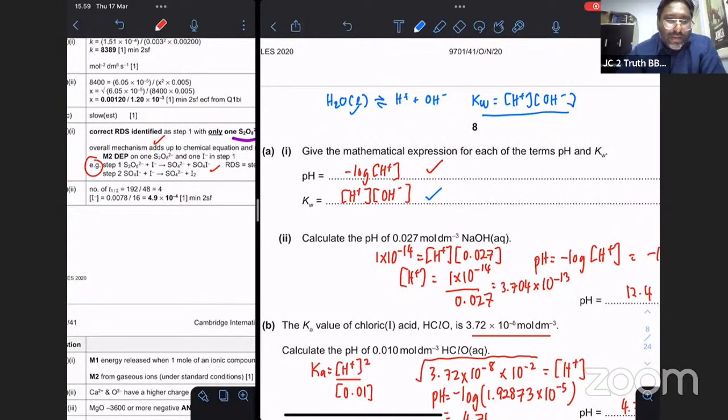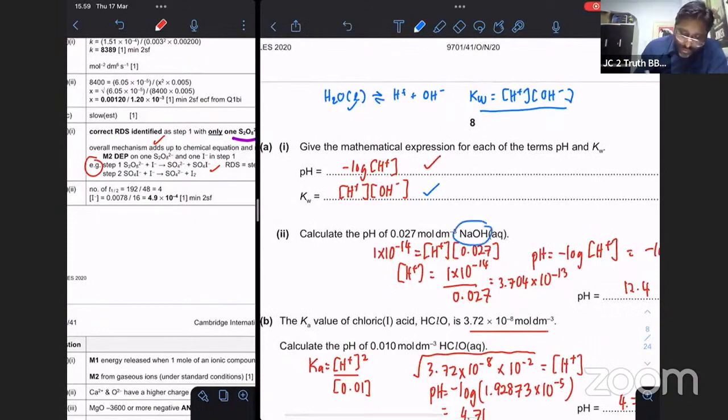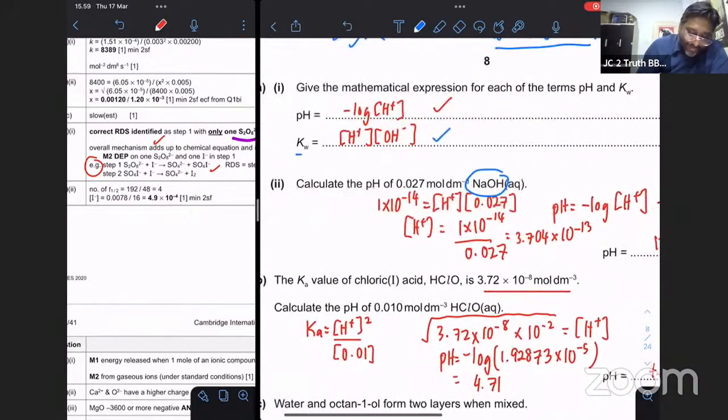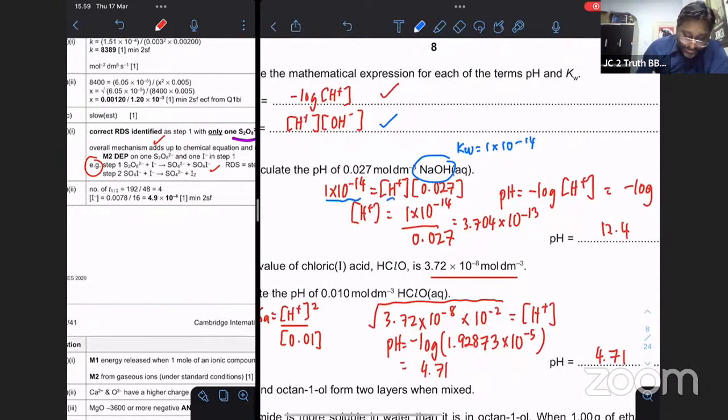Now calculate the pH of NaOH. Since we have the Kw, we know that for pure water Kw is 1 times 10 to the negative 14. You can check from the data booklet, but this one everyone should know. You can use the Kw in this manner: if you have Kw 1 times 10 to the negative 14, the H+ I need to find.